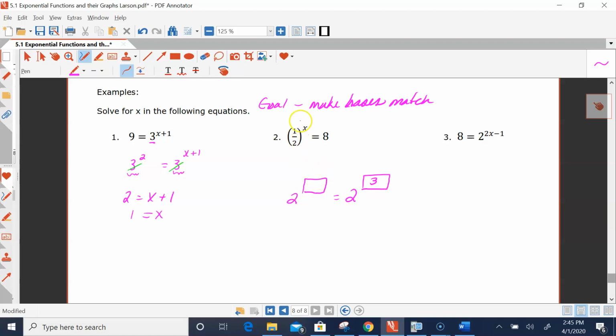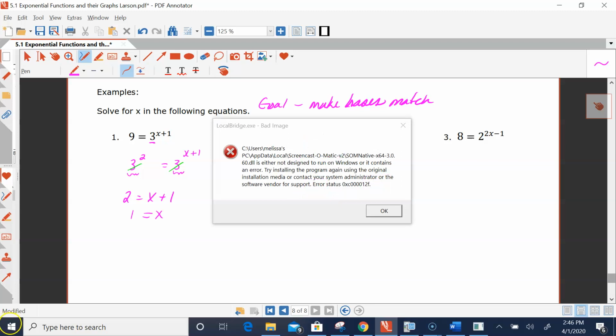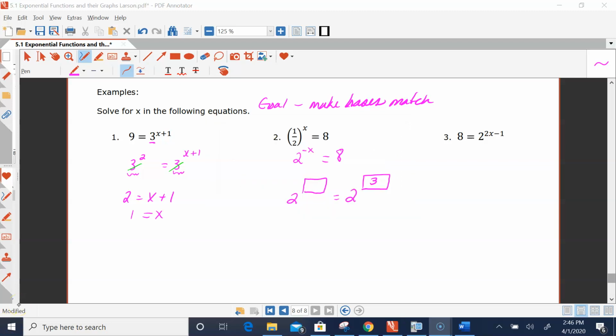Well, let's think about our exponents, and actually let's think about negative exponents. If I took that 1/2 and took its reciprocal, the reciprocal of 1/2 would be 2 over 1, which would be a 2. And if I took the reciprocal, that means the exponent changes sign. I know this one's a little odd, but I want you to realize that in working with exponents, we can rewrite this 1/2 to the x as 2 to the negative x power.